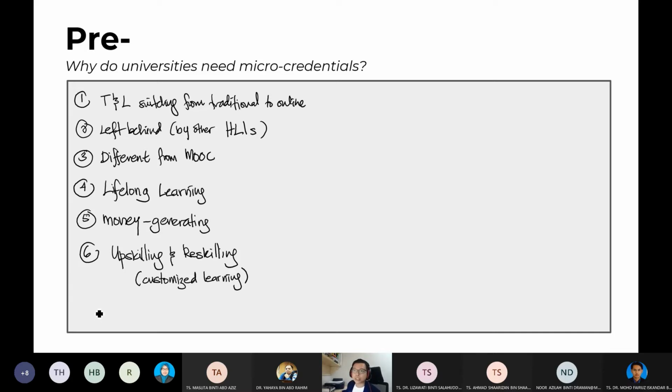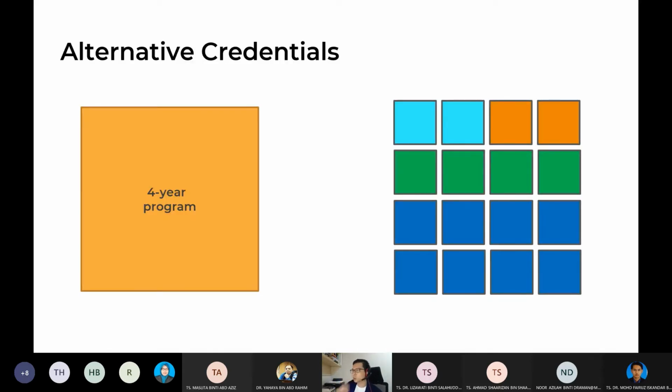Judging by these points, I think most of you here, or at least the ones giving the answers, know pretty well about micro-credentials and basically have some knowledge on this one. So we'll keep those notes for later on. And now let's see why universities need to go for micro-credentials.